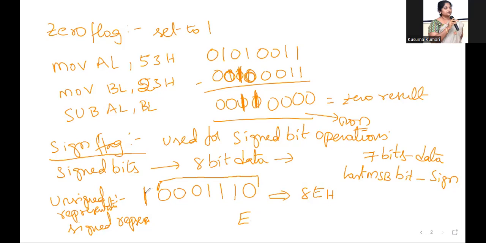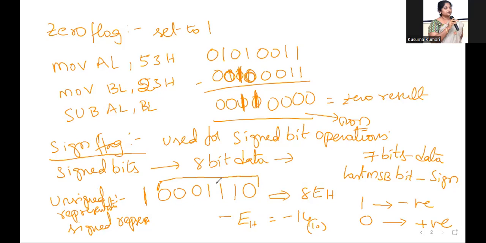And this 1. In signed bit operations, 1 indicates a negative number and 0 indicates a positive number. That means this is a minus E. Okay. E means what? 14. So this is minus 14 decimal. This is minus E hexadecimal. This is minus 14 decimal representation.